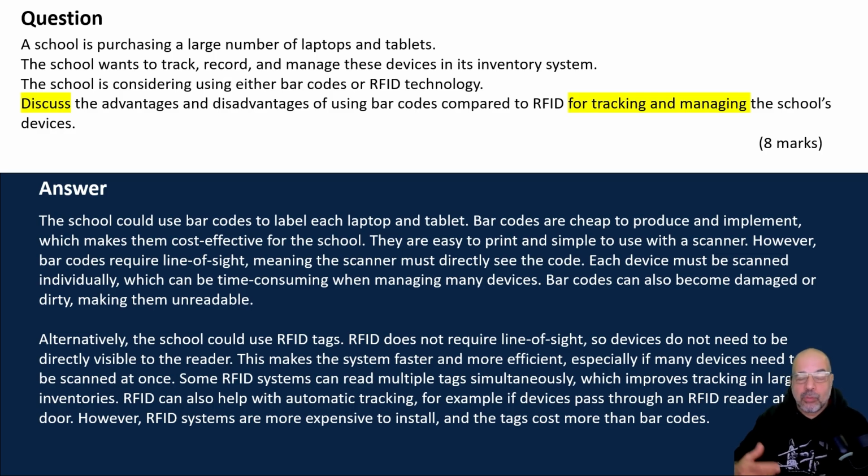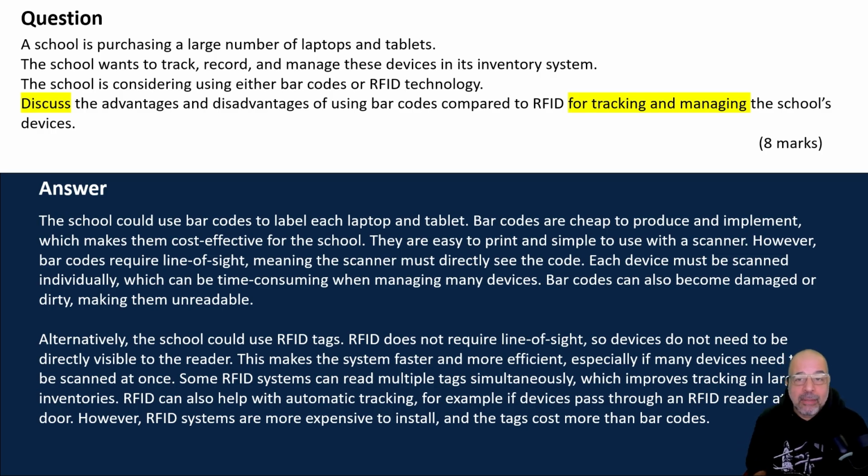If we find the device and we scan it, either by a barcode or an RFID, we get its serial number or its unique number. It will compare it in the database and give us the information: who it belongs to, when it was bought, and all sorts of other information.